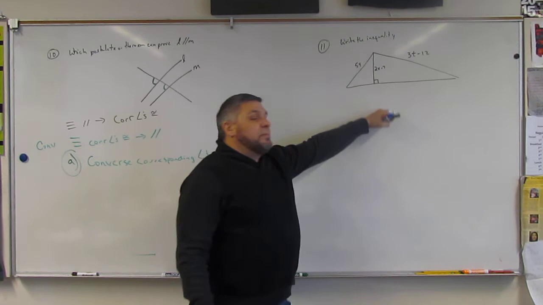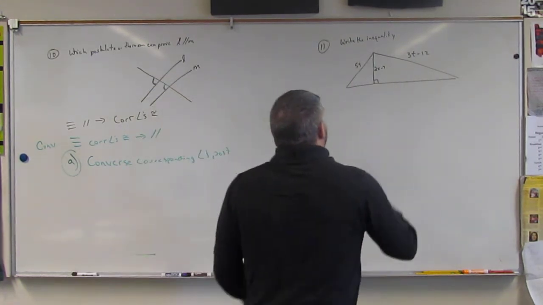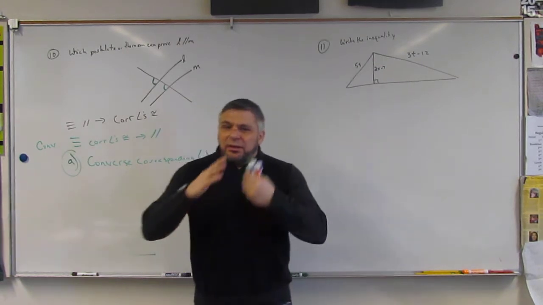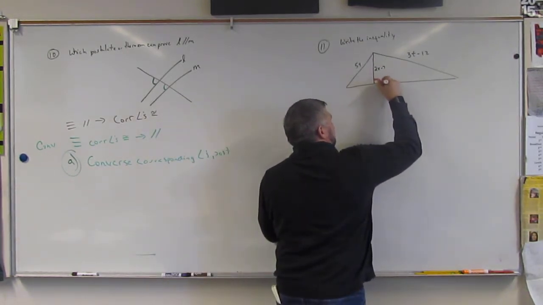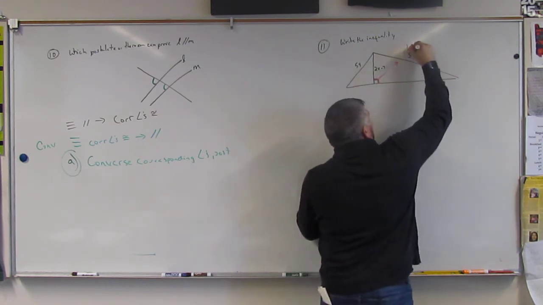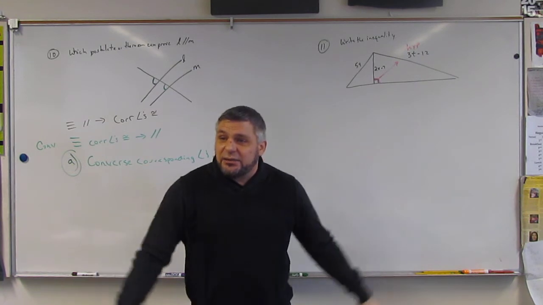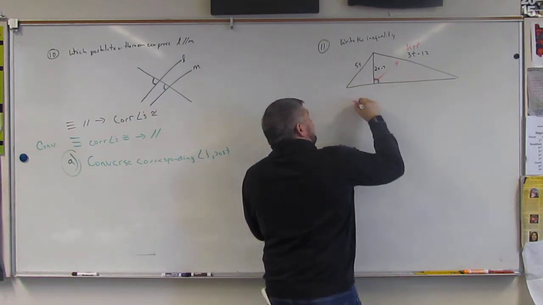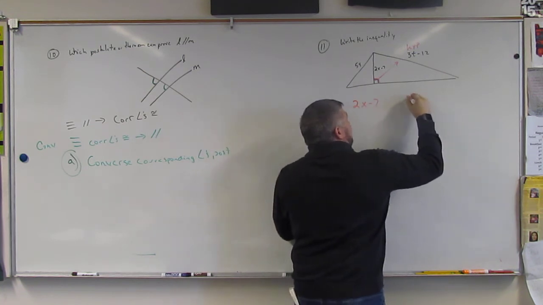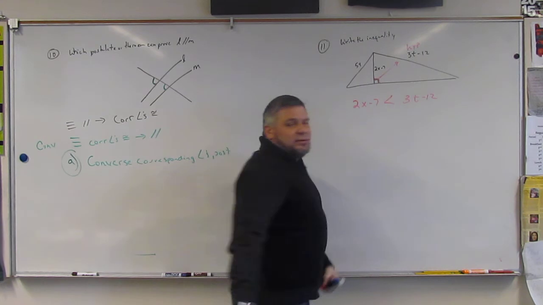Secondly, problem number 11. This looks harder than it is. Alright? Write the inequality. The one thing you really need to know is that this is a right angle. That means this is the hypotenuse. Right? The hypotenuse is the longest side. That means that 2x minus 7 and 3t minus 12, well, this is always bigger.